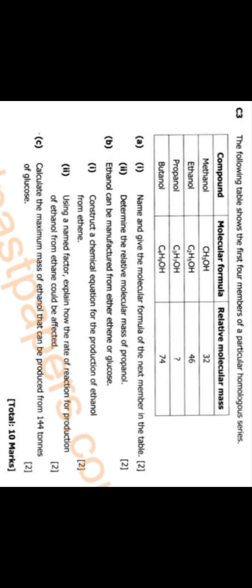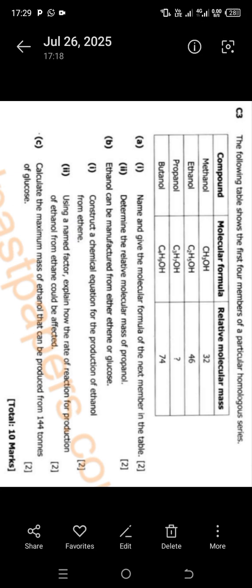Let's go to B2. Using a named factor, explain how the rate of reaction for production of ethanol from ethane could be affected. They said ethane there, but that was a typing error. It was supposed to be ethene, just like in B1.